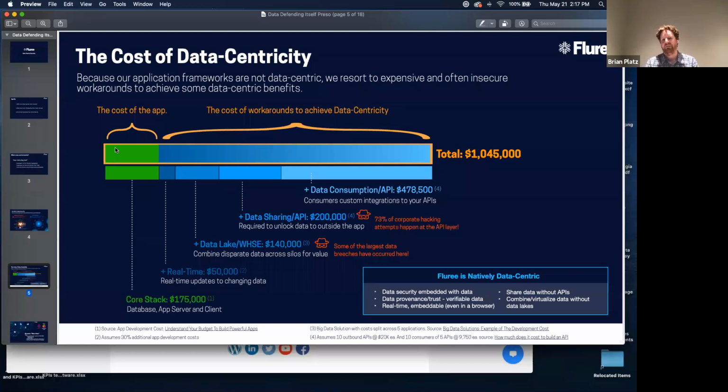Everything we see in the blue bar are costs that get added on when we're trying to make the application data-centric. And it's mostly because we have to share data. Other customers, partners, other apps internally need access to that data. So we have to turn to things like APIs. APIs cost an immense amount of money to build and maintain. And importantly, they are becoming the highest vulnerability from a security standpoint within the enterprise today. There's a really nice paper that just came out from Akamai that said now 73% of all corporate hacking attempts happen at the API layer.